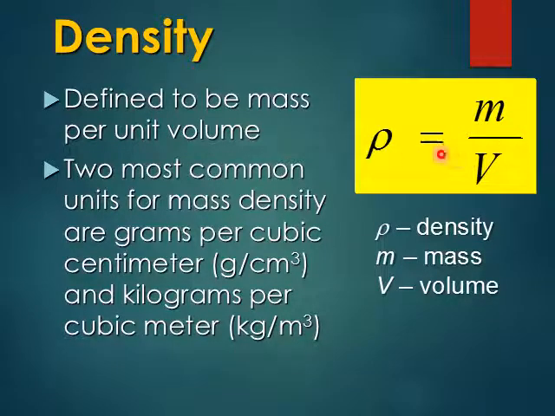Based on this equation, we can say that if you have a high value for the mass, the value of the density is also high. So, the mass is directly proportional to the density. And the volume is inversely proportional to the density. Meaning, if you have a high value for the volume, the density would only have a small value. So, inversely proportional.